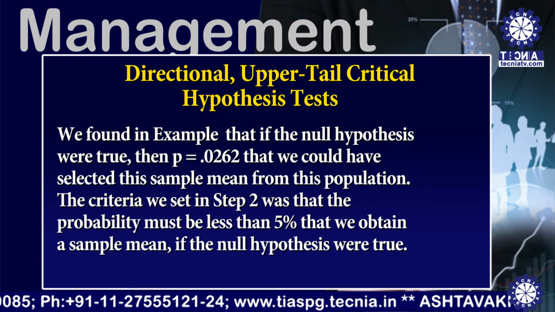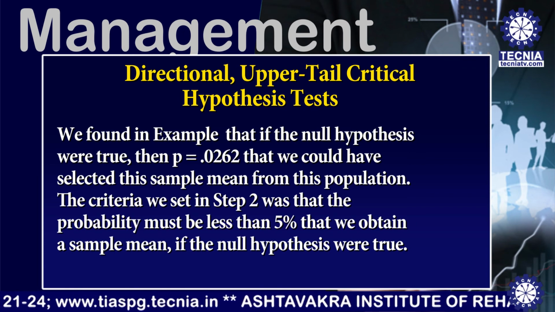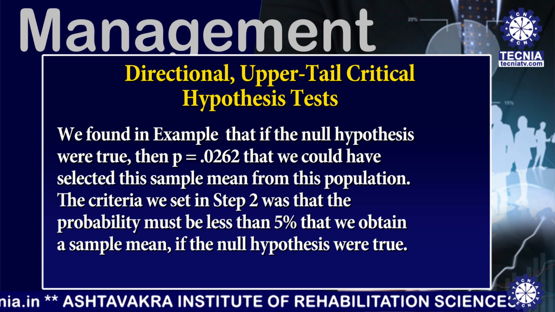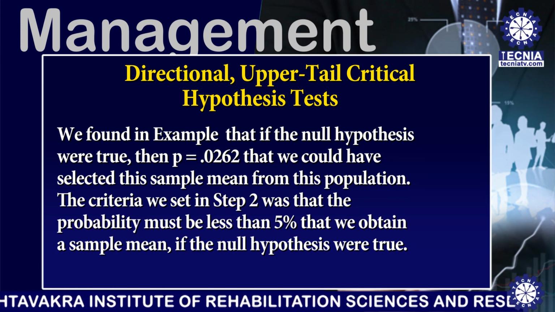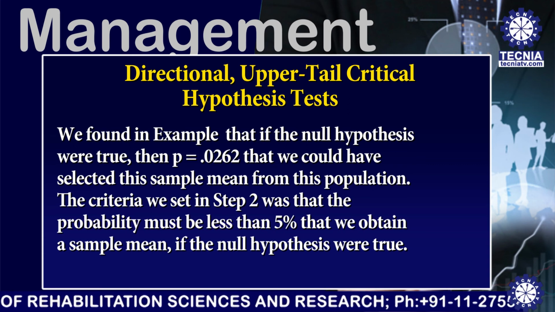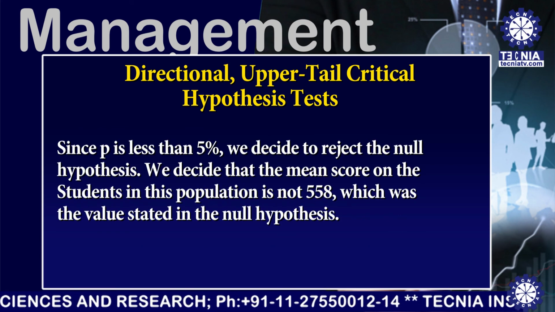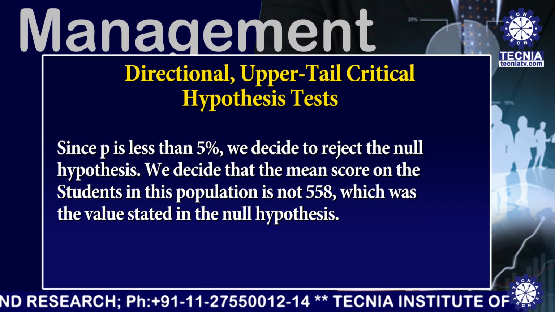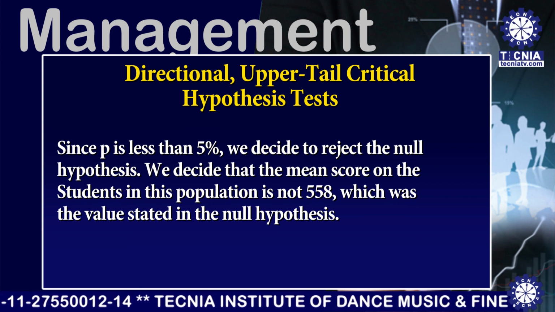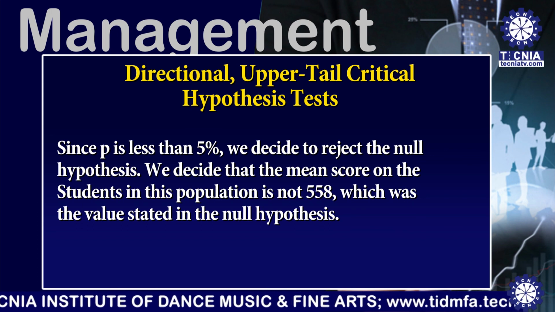We found in the example that if the null hypothesis were true, then p equals 0.0262, that we could have selected the sample mean from this population. The criteria we set in step 2 was that the probability must be less than 5% that we obtain a sample mean if the null hypothesis were true. Since p is less than 5%, we decide to reject the null hypothesis. We decide that the mean score of the students in this population is not 558, which was the value stated in the null hypothesis.